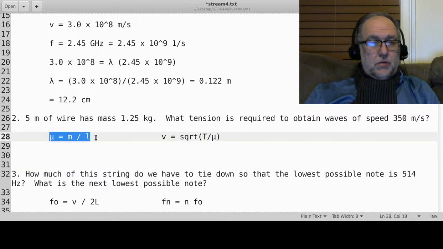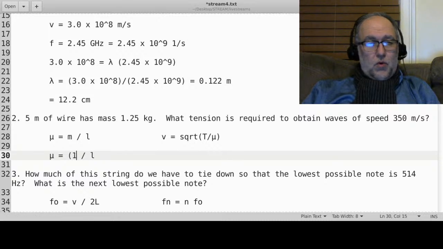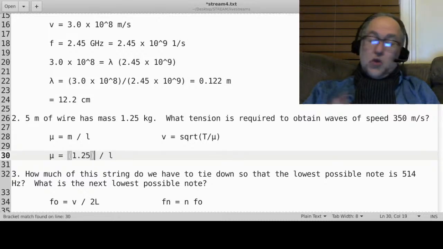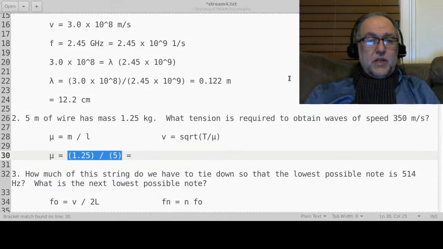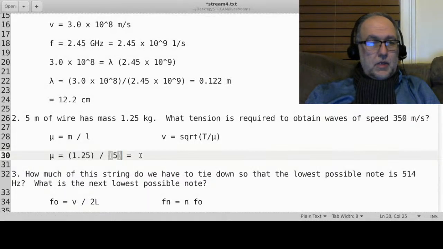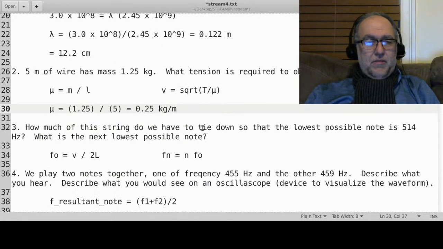So mu is equal to, for m, it's going to be 1.25 kilograms. It's already in MKS for you, okay? And the distance is 5 meters, again already in MKS. And so this works out to 0.25 kilograms per meter. Okay, it's a fairly hefty string. It's a heavy string.